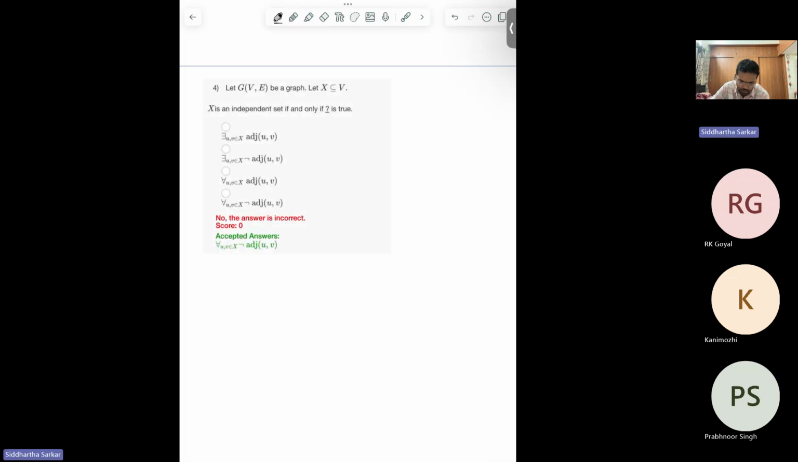This is also not too difficult. So what is an independent set? An independent set is a set of vertices in which no vertex is connected to any other vertex in that subset. Yes, an independent set is a set of vertices such that no two vertices have an edge between them.